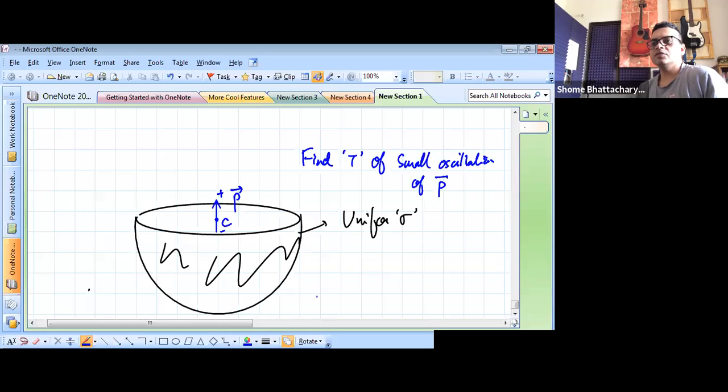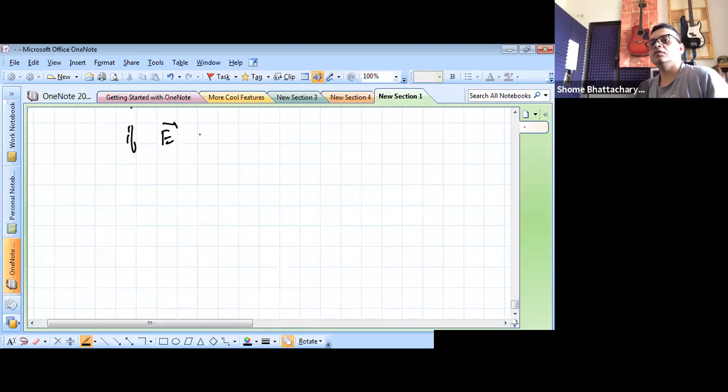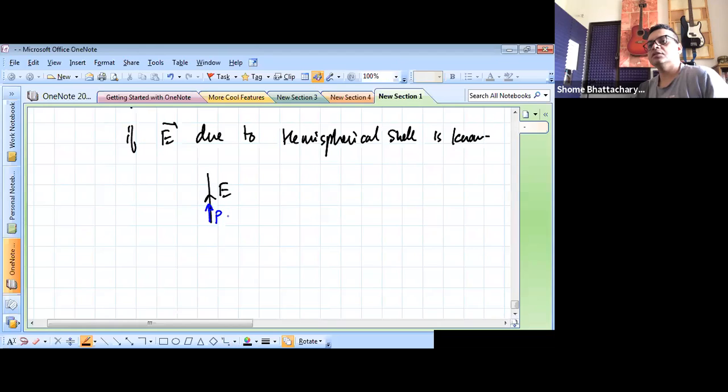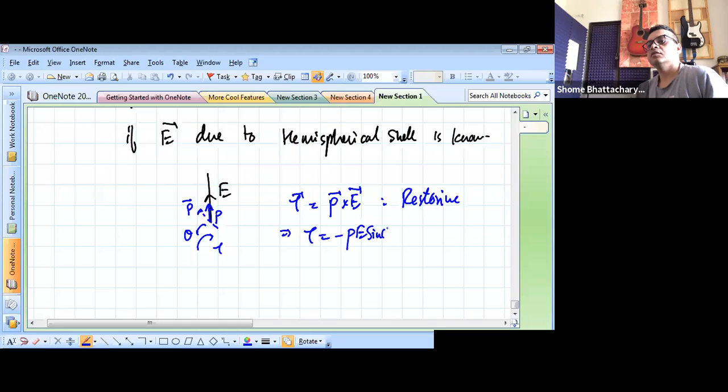Okay. So the main thing is, because of this shell, if I find the electric field at that point, I know that the electric field due to the hemispherical shell is known, then that electric field is like this, and in that I have placed the electric dipole parallel to it like this. So when I take the dipole to an angular position theta, it will create a torque P cross E, which is restorative. So it will create a torque which is minus PE sine theta, opposite to theta.